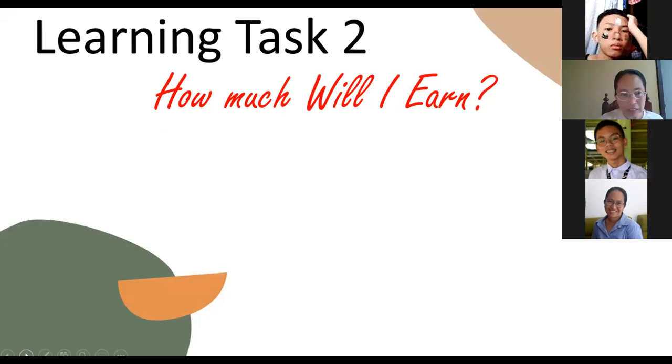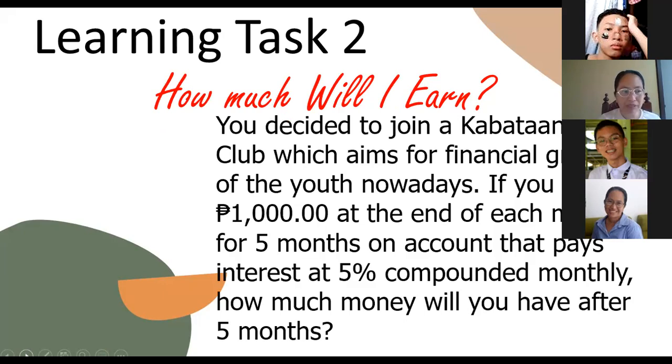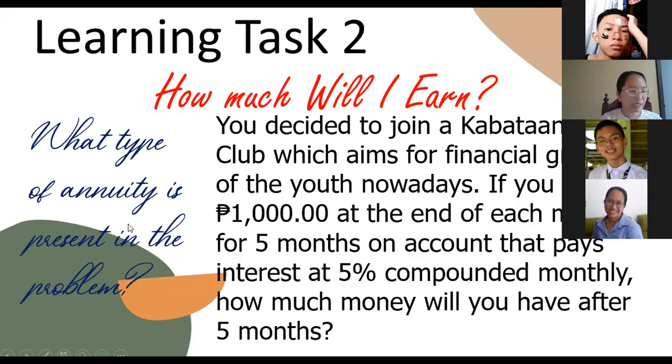Okay. So you decided to join the Kabataan Savers Club, which aims for financial growth of the youth nowadays. If you pay for 5 months on an account that pays interest at 5% compounded monthly, how much money will you have after 5 months? Okay, the first question, what type of annuity is this? Is this general or simple? Anyone?